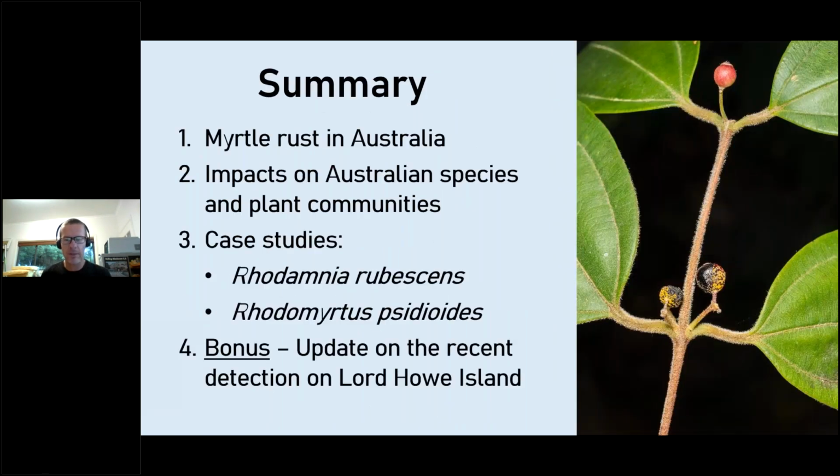So I was going to just give a quick overview of Myrtle Rust in Australia. I think it's probably something that most people listening in today are fairly familiar with. I wanted to talk about some of the impacts we're seeing on the east coast of Australia, both to species and communities, and then run through some case studies for two species I've been working on closely. And also a bit of an extra handful of slides at the end, just giving a bit of an update on that recent detection on Lord Howe Island, because I know it's something that a lot of people are interested in.